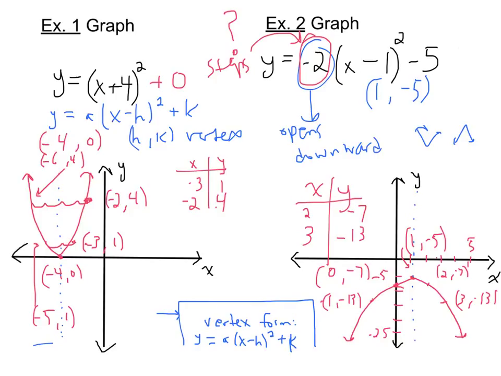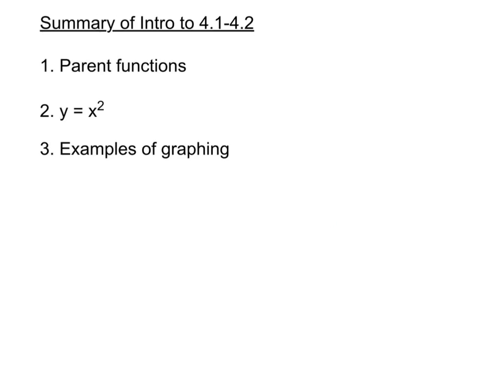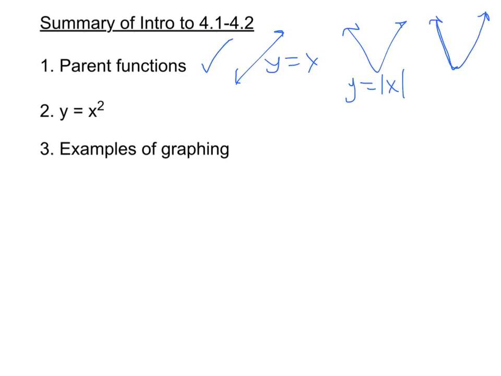All right, so those are 2 examples you're going to use to graph parabolas in vertex form. Lastly, let's just summarize the lesson. In this video lesson, we saw what parent functions are, the simplest types of a graph. We saw a line parent function, y equals x. We saw an absolute value parent function, y equals absolute value of x. And now we added the quadratic parent function, which is a parabola, y equals x squared.